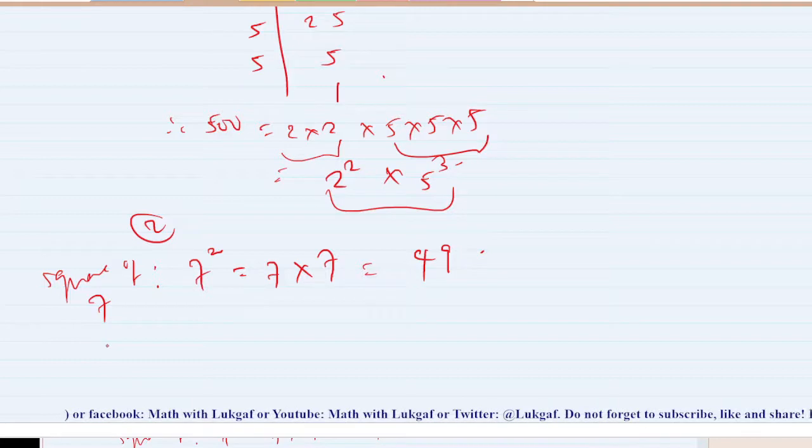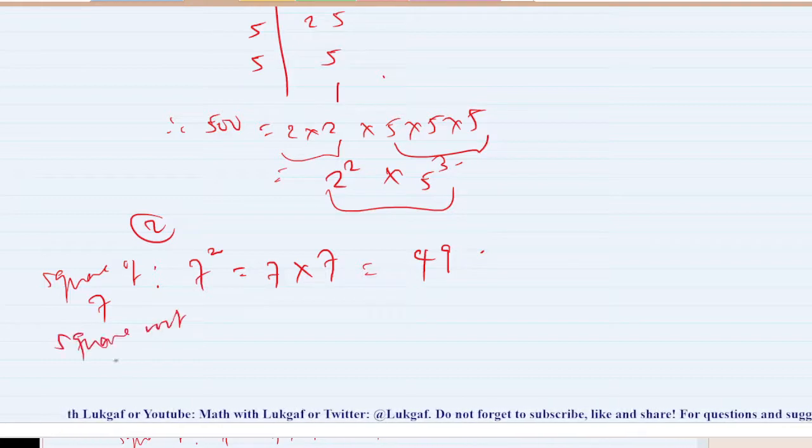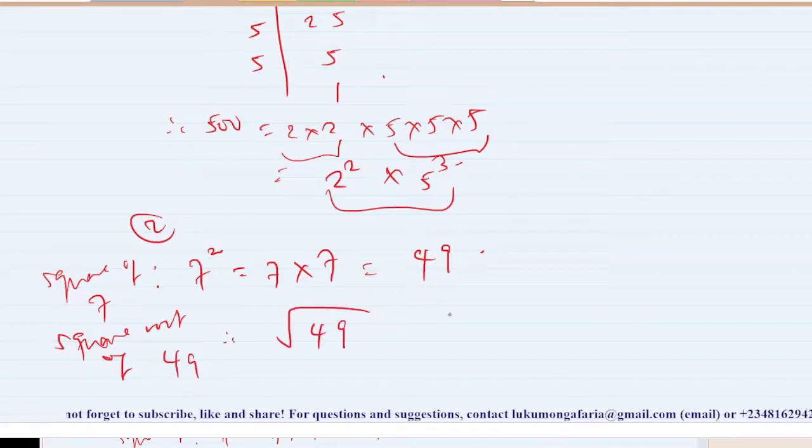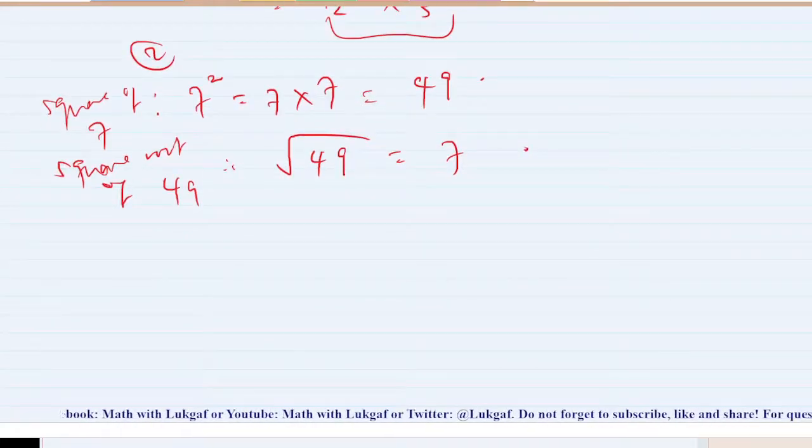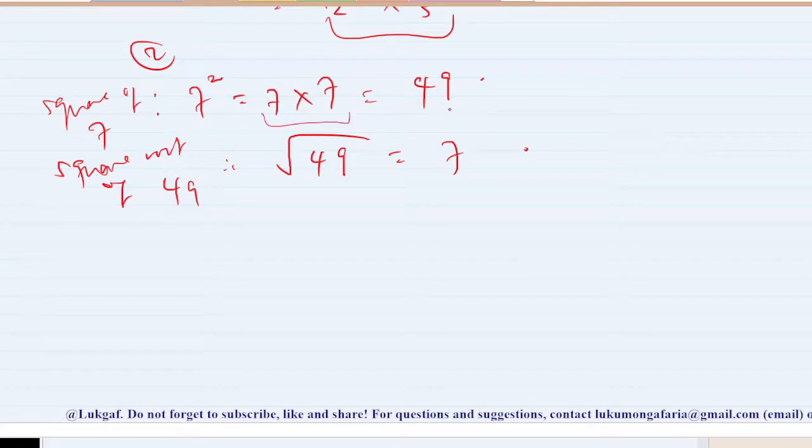The square root of 49, which is denoted by this symbol, is 7. 7 squared is 49, then the square root of 49 will be 7. So what does that mean? In layman's language, when you have the square root of 49, what is the number you are going to multiply by itself 2 times to give you 49? As you can see here, we multiply 7 by 7 to give us 49.